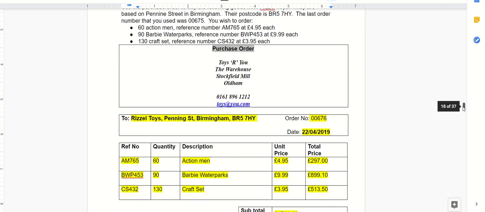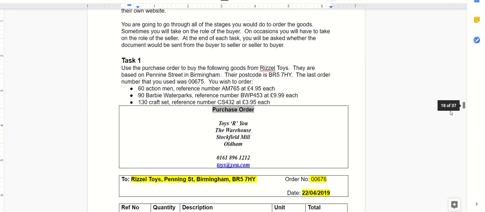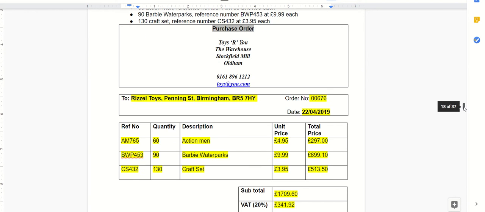And then what I did was I put 60 action men, quantity of 60, that's the name, the price per unit, and the reference number. And that all comes from this line of information here. I did the same thing for all the others. So all that information is pretty clear, and I think you can get a mark just for getting that right.